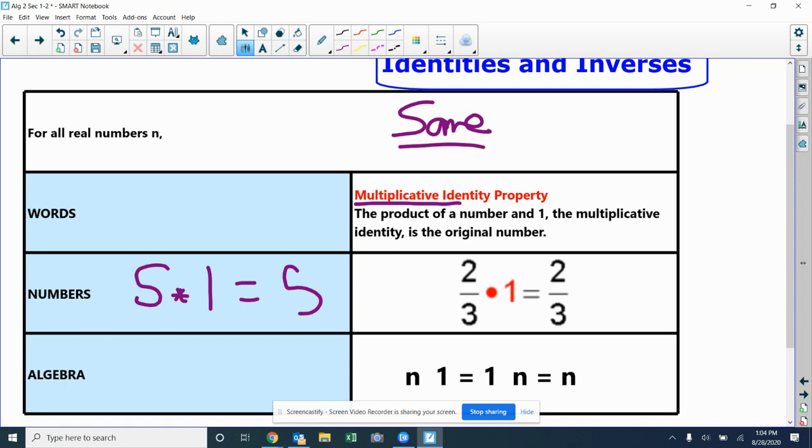What's identity mean? Get the same number back. What do I add to get the same number back? 0. What do I multiply to get the same number back? 1.